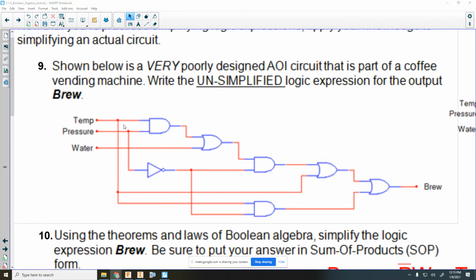Yeah. So what we have here is the brew circuit, and it's a circuit that works but is very poorly designed. So let's see, what is the equation for this circuit? Can you guys see it well enough to try to figure it out? You can even pause the recording and take a few minutes to figure it out. Or do we want to walk through it together?